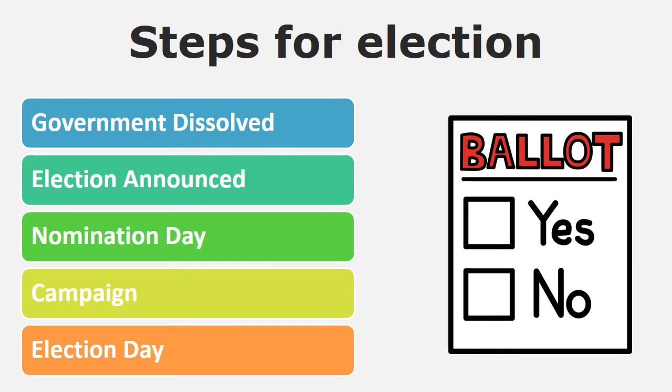Steps for election. First, government is dissolved. Second, election is announced. Third, nomination day. Fourth, campaign begins. And fifth, election day is held.